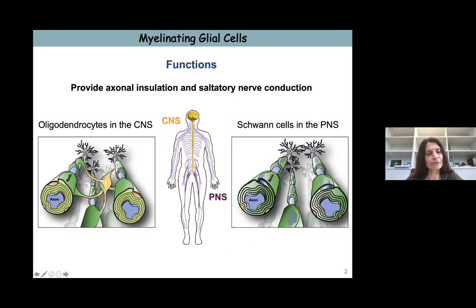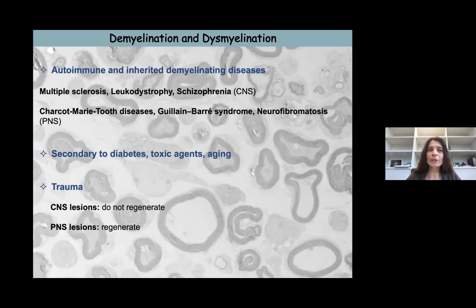And this myelin that they form is critical for the functioning of the nervous system, because if there is no myelin, then the nervous system is poorly functional and is very sensitive to degeneration. So in humans, there are different cases of demyelination or dysmyelination, so aberrant myelin formation. This can be due to autoimmune and inherited demyelinating diseases. And I'm going to cite a few. Of course, this is not an exhaustive list.